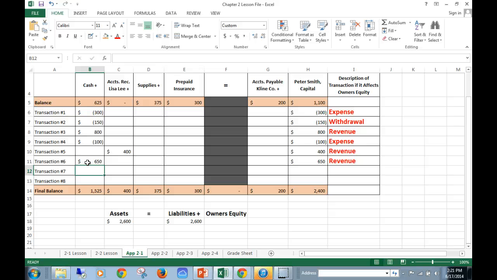Transaction 7, paid cash for charitable contributions. Now, maybe we donated money to the local Girl Scouts. So we paid cash. Either way, it's going to be minus $35. Anytime we pay cash or receive cash, the cash account is affected. Again, this is going to be an expense. So we're going to minus $35, and we're going to put expense.